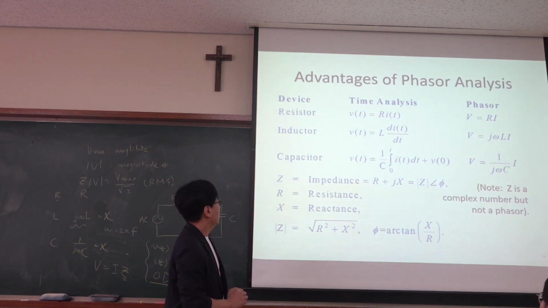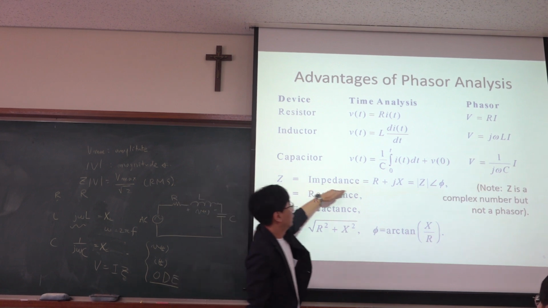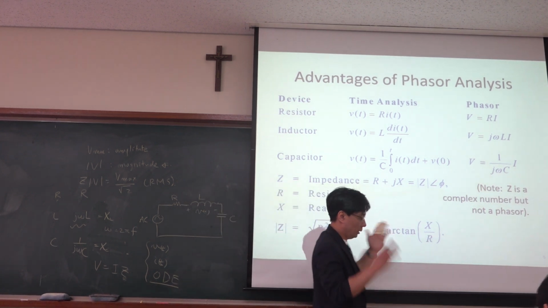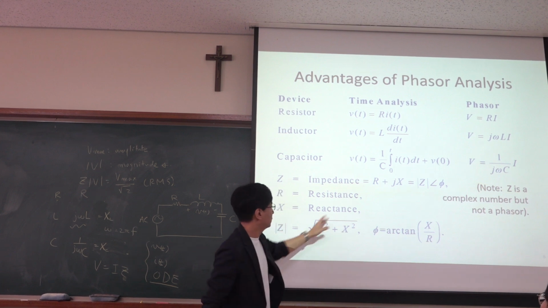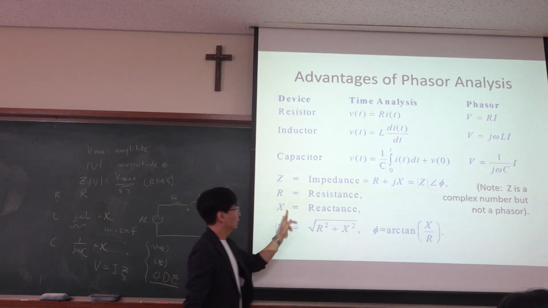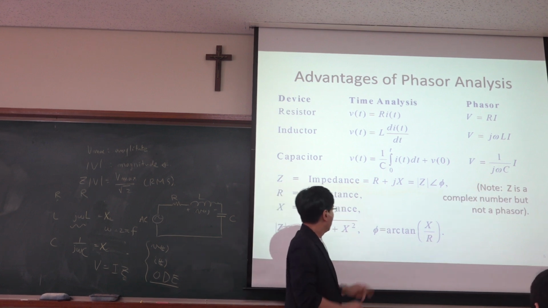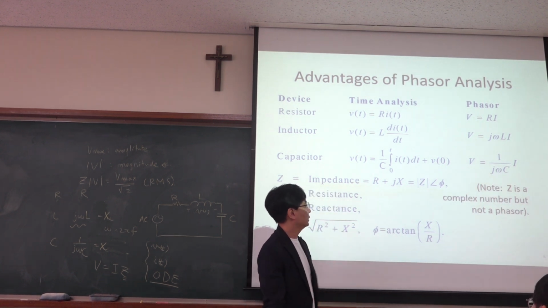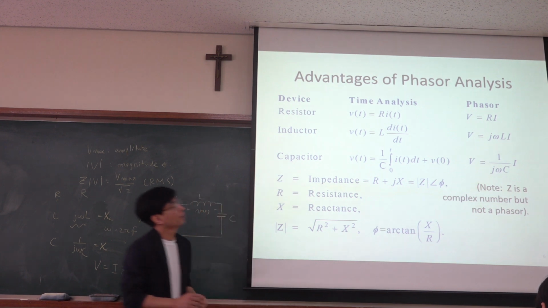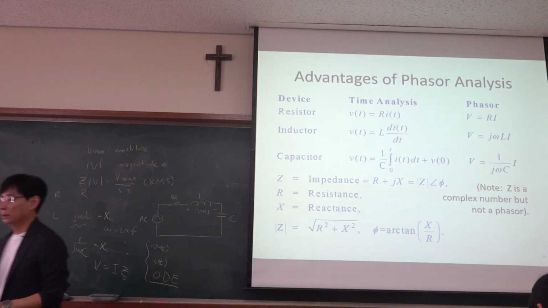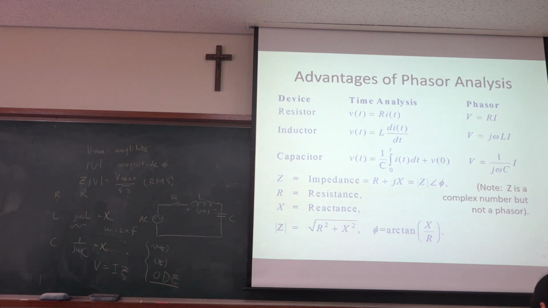When we have impedance R plus jX, the magnitude is, using Pythagoras' law, the square root of R squared plus X squared. And the angle is arctangent of X over R. Any questions so far? Easy.